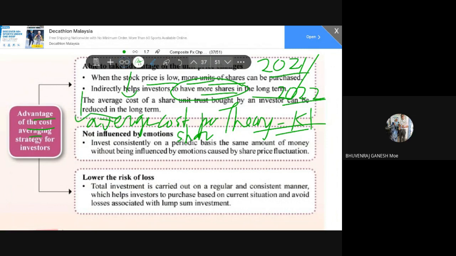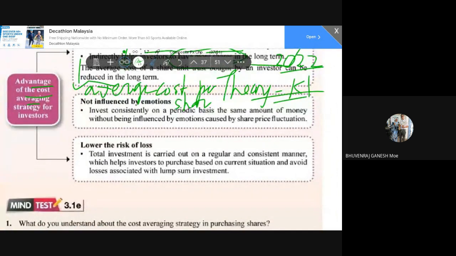So next one, not influenced by emotions. Invest consistently on a periodic basis. Periodic basis means there is a time frame where you invest. The same amount of money, without being influenced by share price fluctuation, meaning the price goes up and down very quickly.